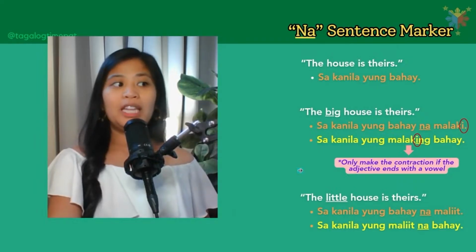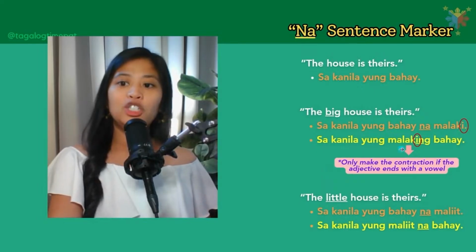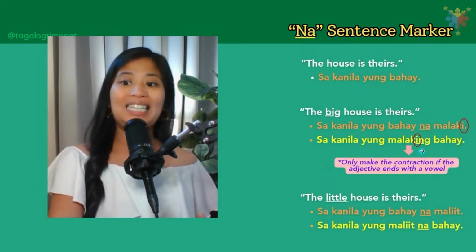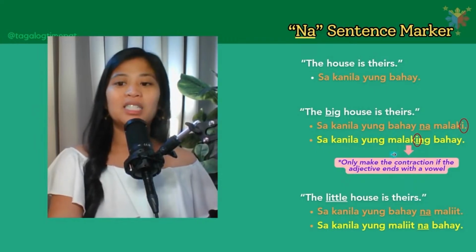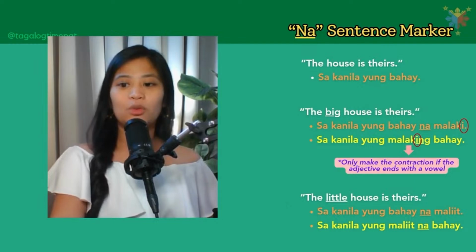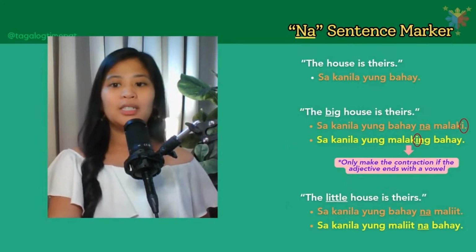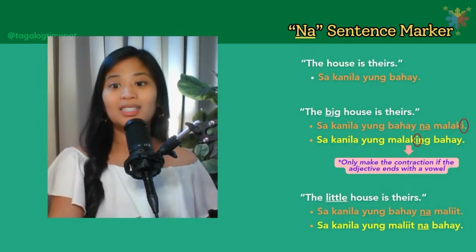So that's just one important thing. If the adjective does end with a vowel, you can make a contraction, and just know that the sentence marker na is there. Malaking bahay technically is malaki na bahay. But we just made the contraction to make it easier to pronounce and make the sentence flow a little bit better. But if the adjective ends with a consonant, you don't make the contraction because it doesn't really work like that. And these two ways to say these phrases are used equally as much. There isn't a formal way, there isn't a casual way. It's just kind of personal preference or depending on what someone wants to say.